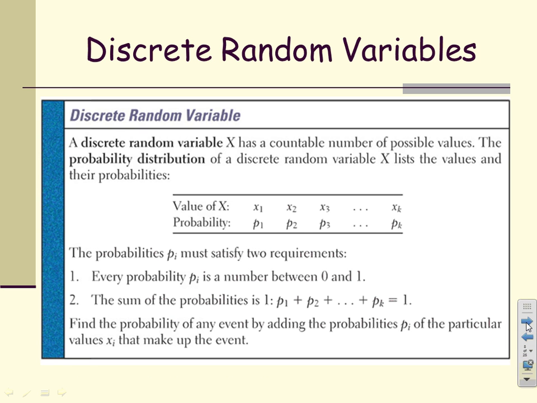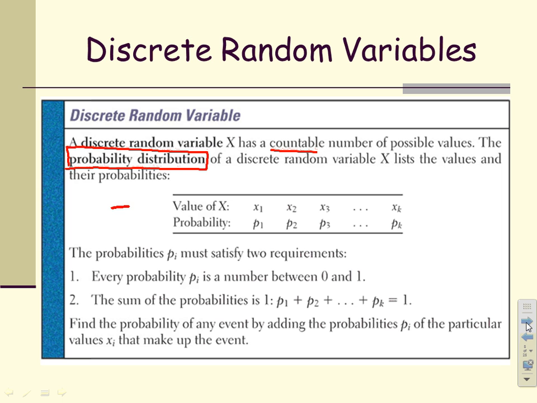What we see here is a more formal look at the discrete random variable. And it says a discrete random variable x has a countable number of possible values. The probability distribution, this being a very, very important phrase, the probability distribution of a discrete random variable x lists the values and their probabilities.